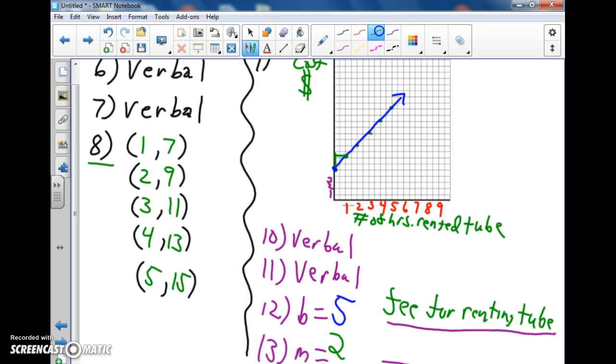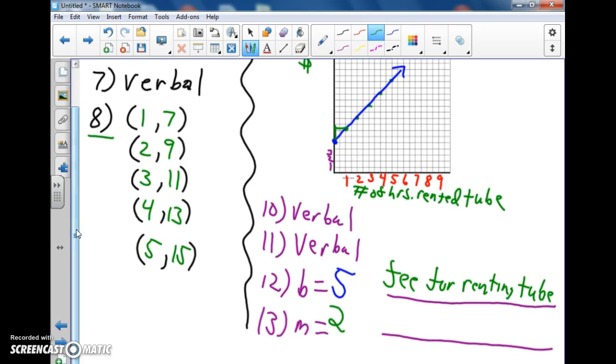And then you tell me this, what does that represent? Yeah, the cost to rent the tube per hour. Cost for tube per hour, right? That's right. Very good, you got it.